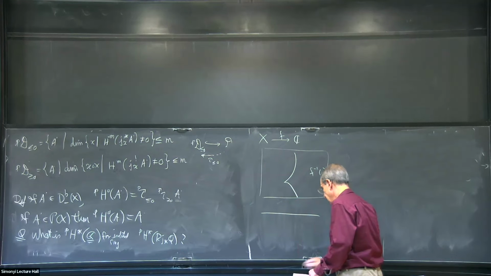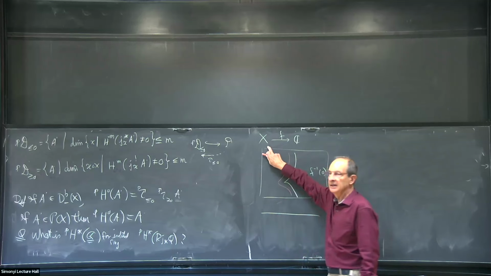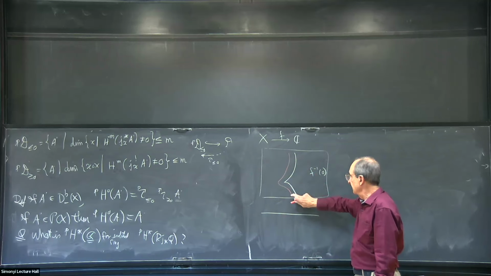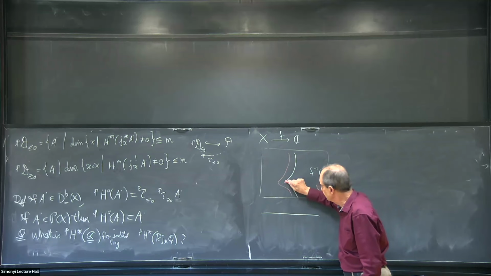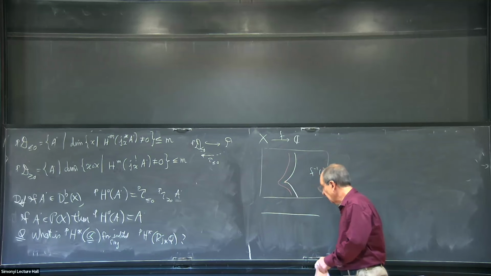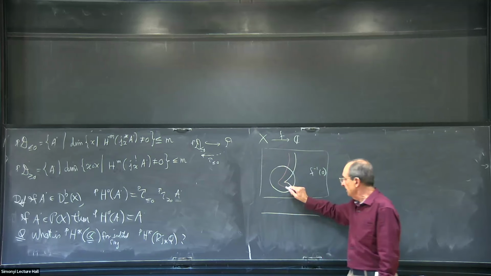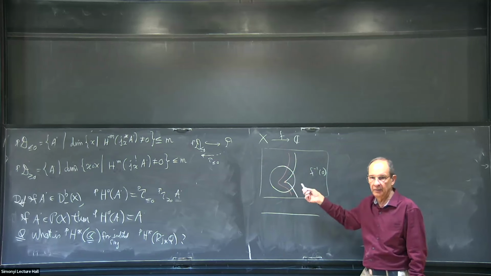And we have a nearby, so this now X is a singular algebraic variety. And F inverse of zero is even more singular, but let's look at a single point. And we can do the same thing. Take a little ball around that and intersect it with the nearby fiber.